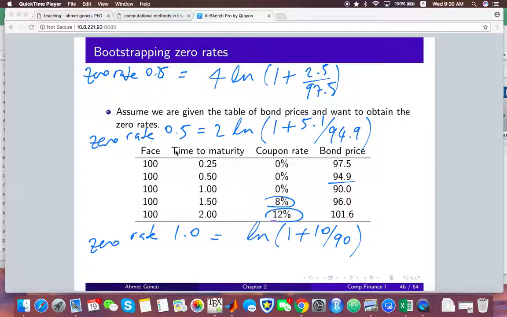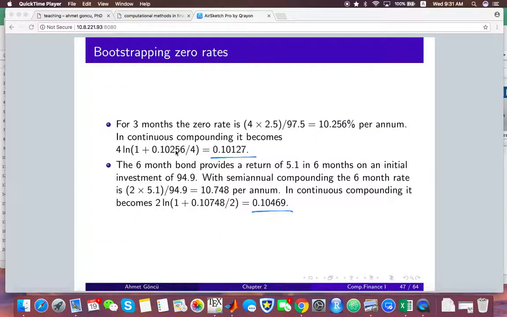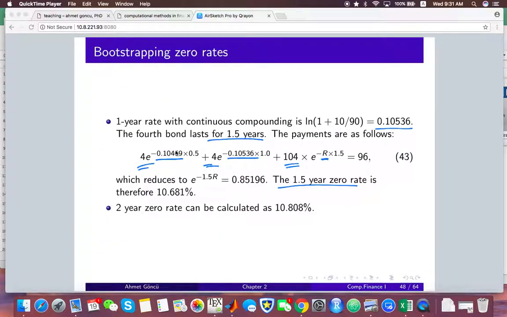And you do the similar operation by discounting all the cash flows with the appropriate zero rates. Notice that for the last coupon bond here you have 12%, so every 6 months you will get $6. Each of those $6 will be discounted using the appropriate zero rates, and you need to solve again one equation with respect to the only one unknown, which is the 2 year zero rate. If you follow exactly the same procedure, the 2 year zero rate can be calculated as 10.80%.